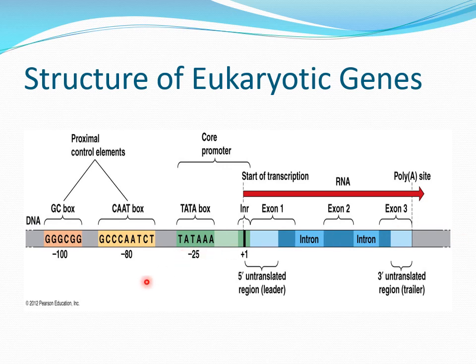Now, one more characteristic feature of eukaryotic genes is that in eukaryotes they are the split genes. By saying split genes, what we mean is that the entire transcript does not act as a messenger RNA. There are certain non-coding sequences which are not part of the mature messenger RNA, which interrupt the coding sequences.